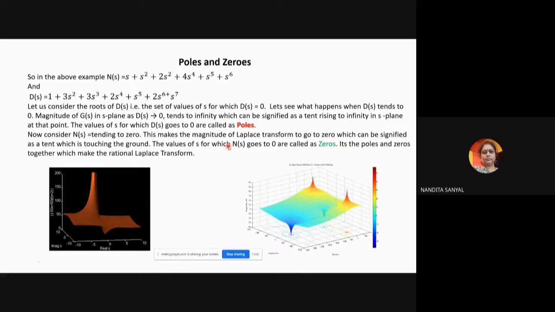That signifies that where the magnitude of the system function is equal to 0, it is tending towards 0. So that means if a plane is there in this 0 line, there are planes, and we can see that there is a dip in the tent. Here we can consider this as a tent.